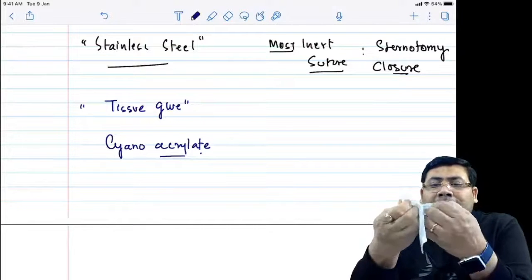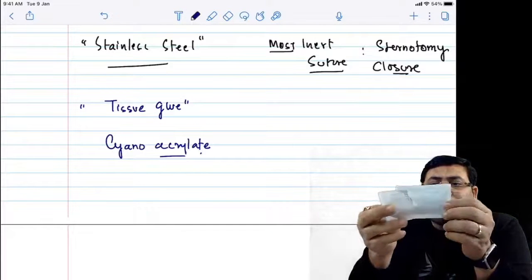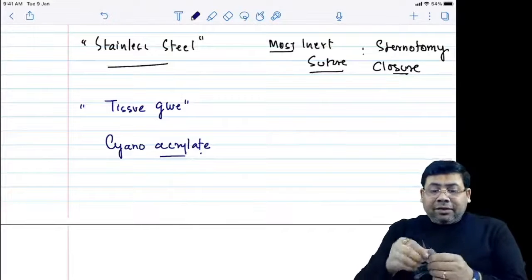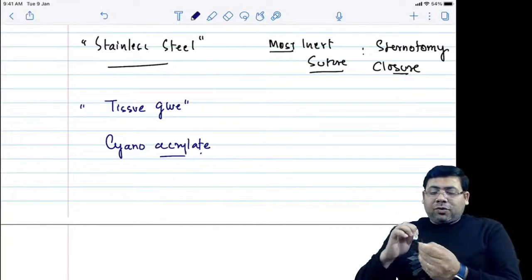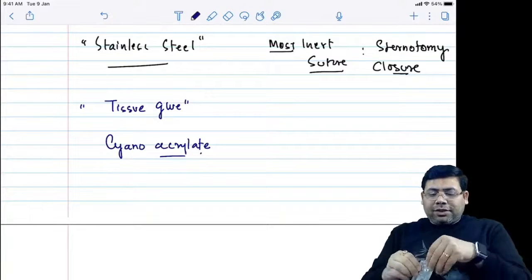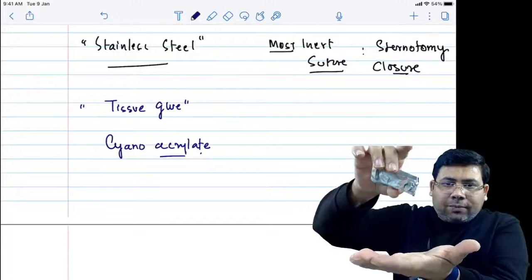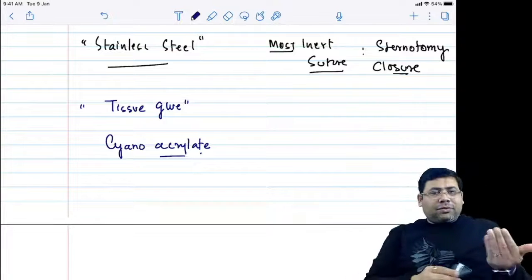I want to show you that it is stored in a medium which is containing isopropyl alcohol. So I have opened it, and very soon you will see. I'll pour it on my hand so you can see this. Can you see the drops here? So this is a suture.